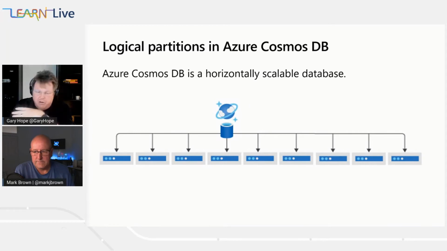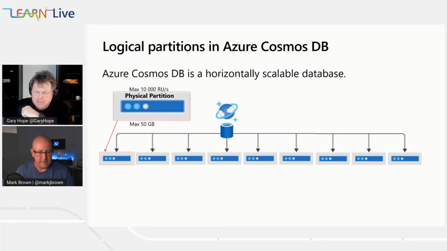That's correct. How does it know where to store your data? And that's really what we're doing when we're providing it with that. That's right. That's the partition key. So for each of these physical partitions, we have some constraints. A physical partition can have 50 gigs of data and a maximum of 10,000 request units. So think of that as the maximum amount of resources that this node can provide.